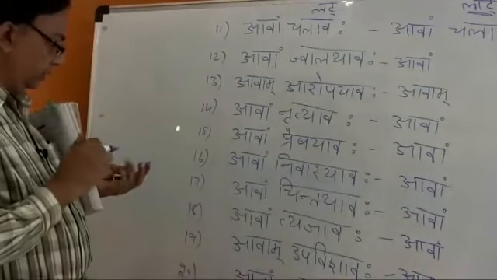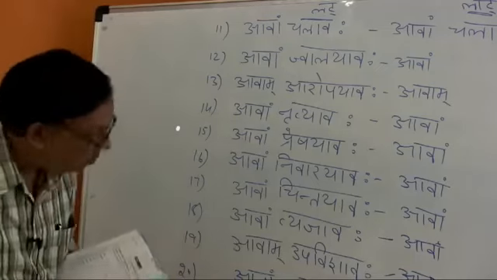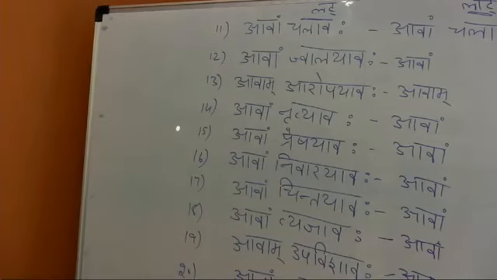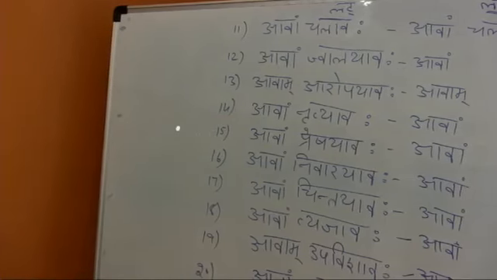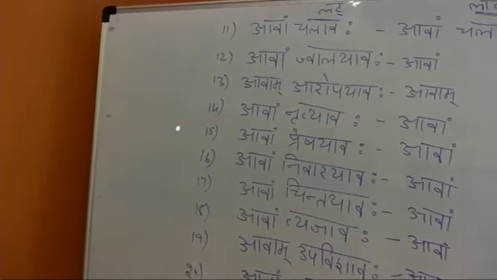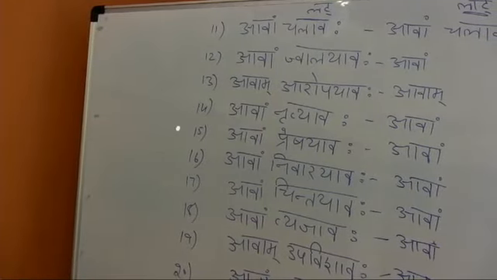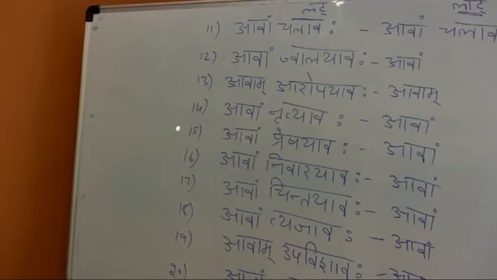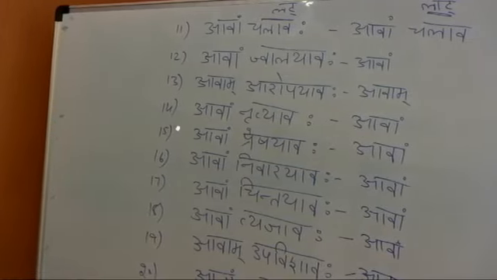Now firstly, let me explain the meanings and then go. Look at the 11th sentence, Avam chalavaha. Chala, to walk. We both are moving, we both are walking. 12th sentence, Avam jwalayavaha. We both are lighting some candle or something like that. 13th sentence, Avam aropayavaha. We both are mounting, raising, or something like that.